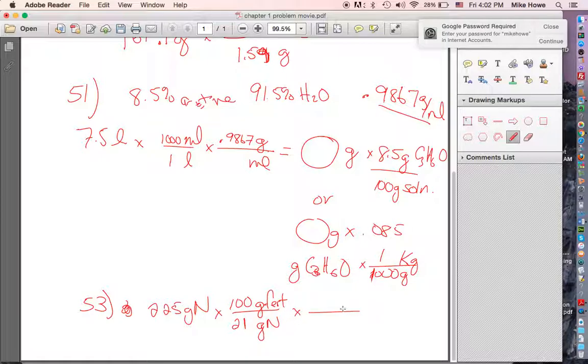But the question asks for kilograms of fertilizer, I believe, right? Yes. What mass of fertilizer in kilograms is required? So you're going to put grams of fertilizer here and kilograms of fertilizer here, because all you're doing here is changing grams to kilograms. 1 kilogram is 1,000 grams of fertilizer, and that should give you the correct answer.